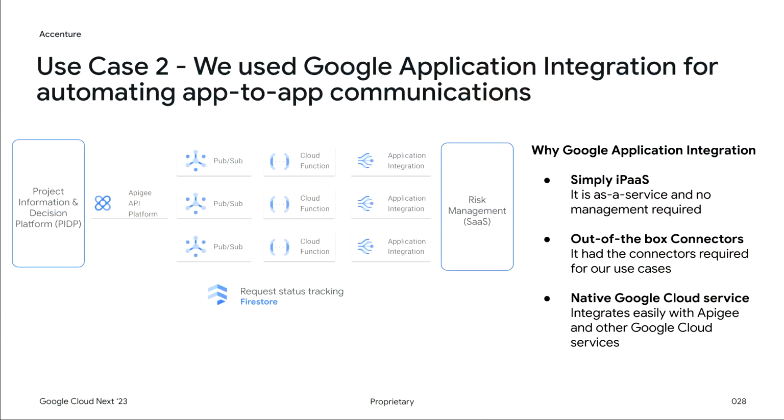So for that, we used Google Application Integration together with other Google Cloud services to build an end-to-end solution to capture the changes in the source system as they occur and make it available for the other interested platforms, doing all the necessary transformation, whether to push it out to the interested platform or to make it available for the other platform to come in and pull for consumption. We used Google Application Integration because it's simply managed as a service. It can scale up and down. And again, it had all the connectors we needed for all our use cases.